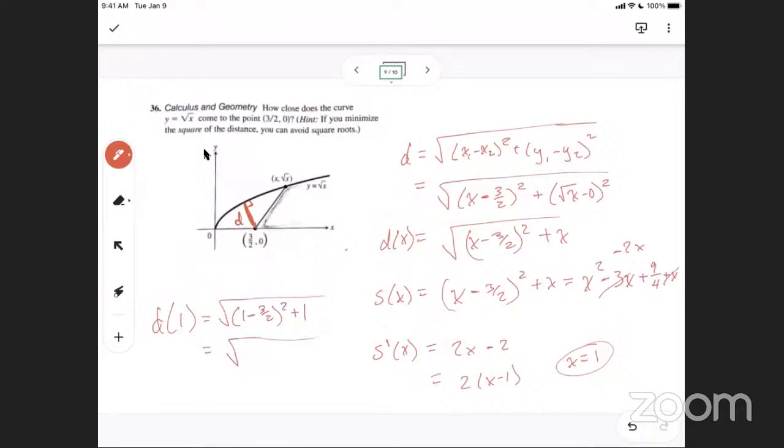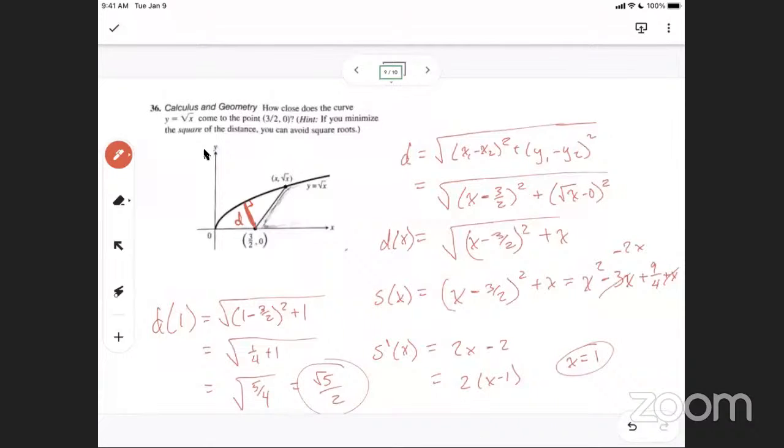Okay, so d of 1 is going to be the square root of 1 minus 3/2 squared plus 1, which is the square root of 1/2 squared, which is 1/4, plus 1, which is the square root of 5/4, which is the square root of 5 over 2. You want to check the answer key, see if that's right? Yeah. Yeah, that's right. All right, make sense?